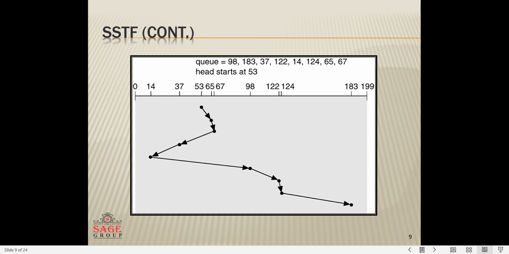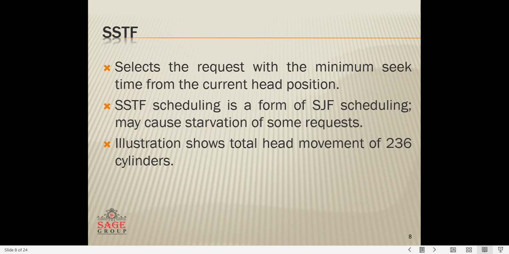So in shortest seek time first, we have to check which element of the queue has the nearest seek time from the previous position. In the same way, we calculate the head movement in the same scenario. The answer for the head movement here will be 236 cylinders.